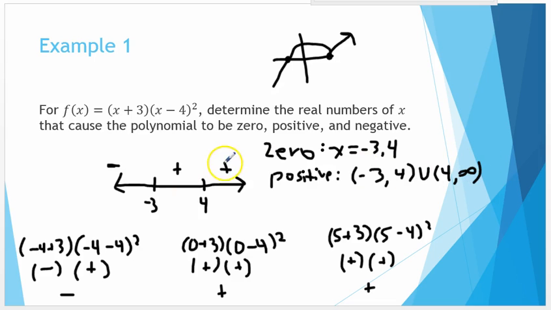That's the information we found on our sign chart here. The numbers between -3 and 4 are positive, and the numbers bigger than 4 are positive, but not 4 itself. That's why I use parentheses and not a bracket, so that I'm not including the endpoint.